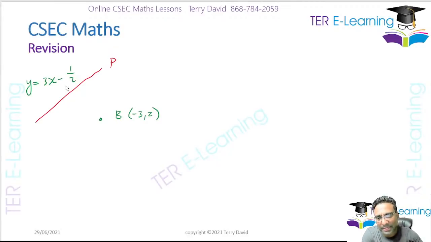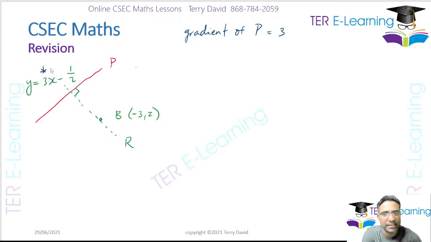And they told us that this line passes through B, but it's perpendicular to the line P. So let's call this line R to help us, right? And P and R are perpendicular. So here there are some things that we need to know. First things first, we know that the gradient of the line P is equal to 3. That's from this here. This number here is telling me that the gradient is 3. The gradient of R is equal to, could you all tell me what is the gradient of R?